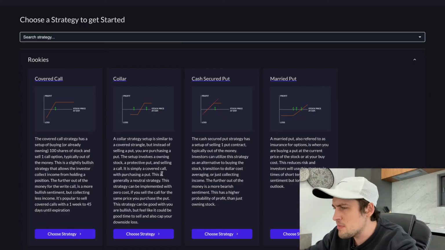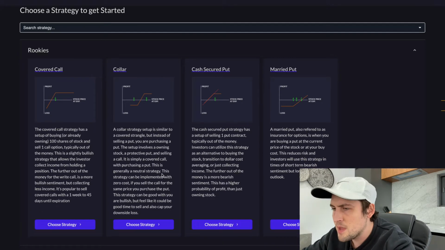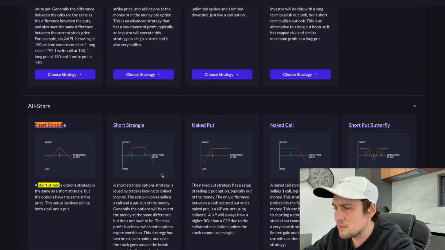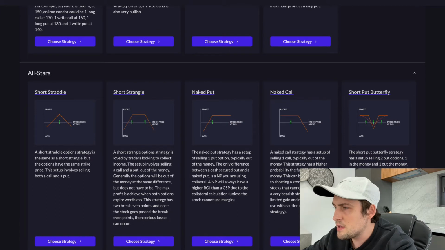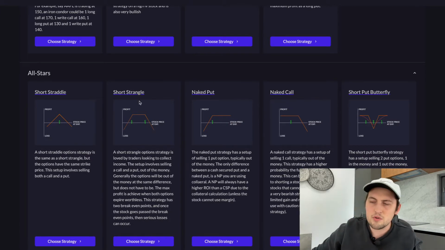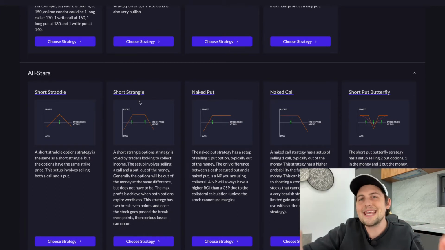Option traders, it's time to pony up and let's talk about the short straddle and the short strangle options trading strategy. In this video, I'm going to go over the setup and also why someone would want to trade this type of strategy. At Option Scout, I'm going to be reorganizing a few things a little bit, but let's go down to short straddle. These are the two things we're going to go over, short straddle and short strangle. They're very, very similar, but here is the setup.